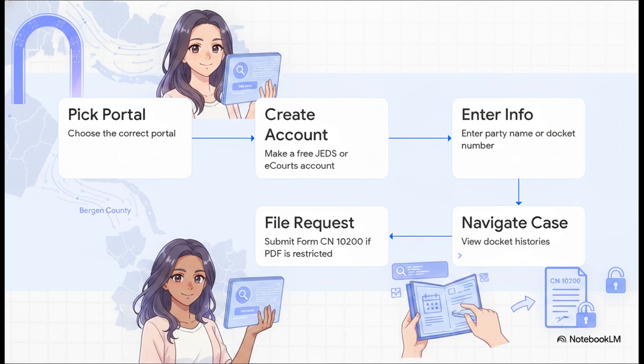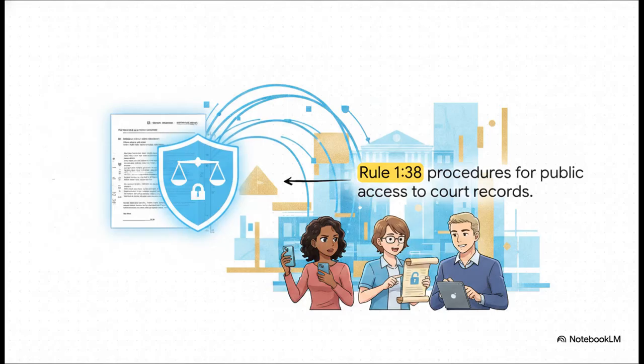But here's a little catch for Step 5. Sometimes you can only see the summary, not the actual PDF documents themselves. If that PDF is restricted, you just have to formally request it by filing Form CN10200 through the JEDS system. When you look at the official procedures for Rule 138 access, you'll notice something important. While New Jersey absolutely has a strong open records policy to ensure transparency, unrepresented members of the public might still hit a bit of a wall when trying to download the complete PDF text of pleadings directly from their browser. When that happens, don't panic, you aren't out of luck. You just have to pivot and submit that formal records request using the form we just mentioned.